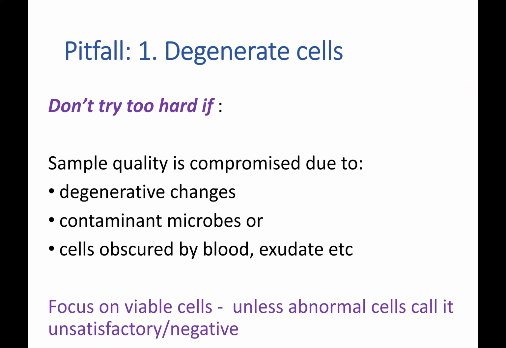So it's probably reasonable not to try too hard if you have a sample where the quality is compromised due to extensive degenerative changes, contaminant microbes or bacteria, or where the cells are obscured by blood and inflammatory exudate. Just focus on the viable cells, and unless there's abnormal cells present, call the sample either unsatisfactory, depending on the quality, or negative.